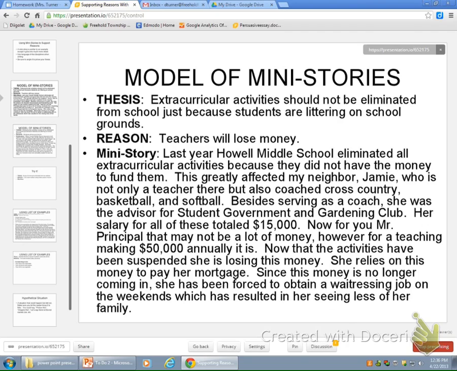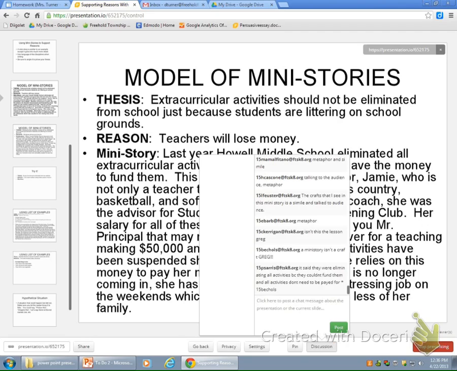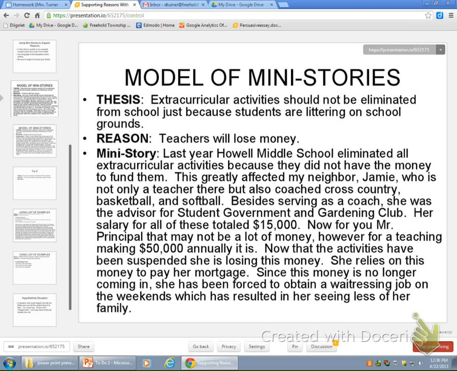Some people, as I look at the little discussion here, said there was a metaphor. There is. Where is that at? It says that this greatly affected my neighbor Jamie, and then it went on. Okay, but a metaphor compares two unlike things. My neighbor is an angel. So read me the line that is a metaphor. This greatly affected my neighbor Jamie, who is not only a teacher there, but also a class clown. Okay, that's not a metaphor. Guys, remember what a metaphor is? She was a prisoner in her home. Okay, you're comparing her to a prisoner in a home.